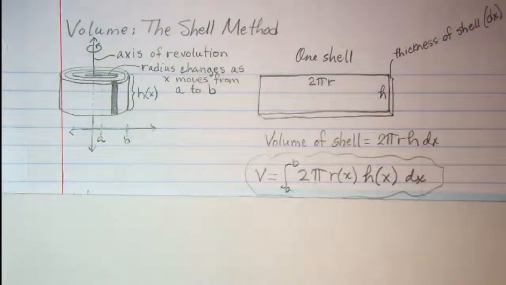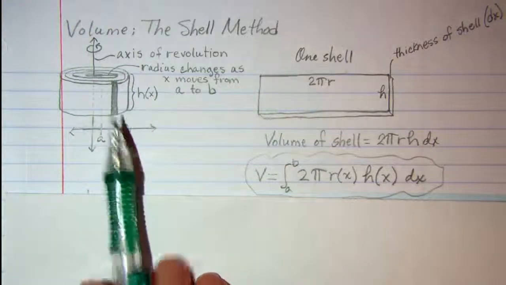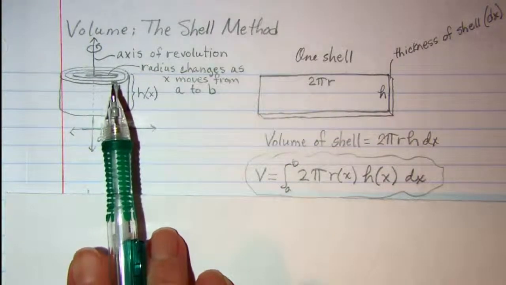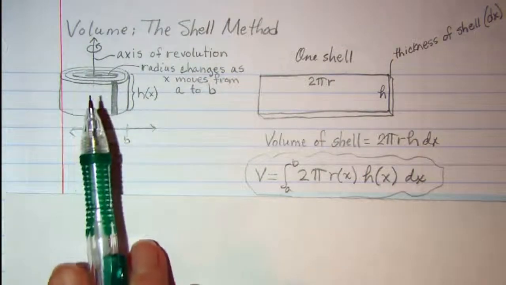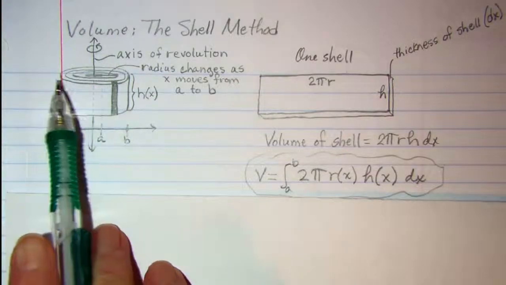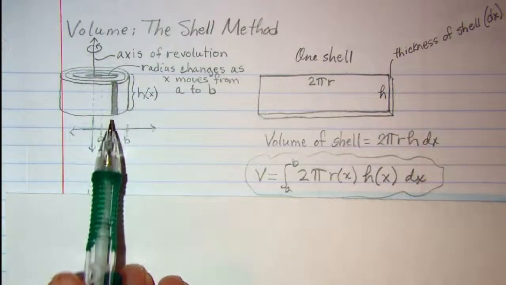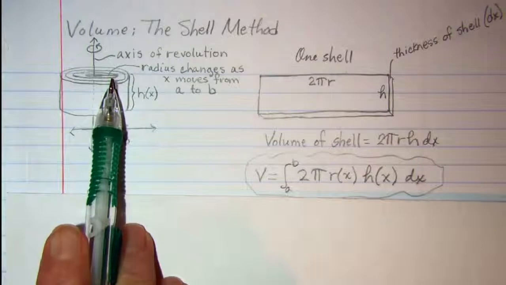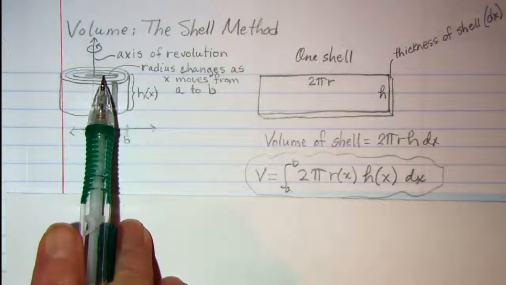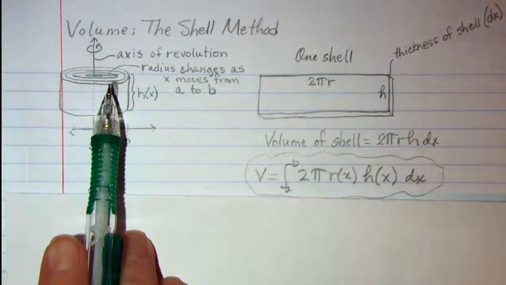In this video, we'll be looking at how to find the volume of a solid of revolution using the shell method. Here we have a picture of a solid formed by revolving about the y-axis, and we have concentric shells, the outer shell here with this representative rectangle, and then the next one inside, and then the next one inside, and so forth. It's like a jelly roll type thing.